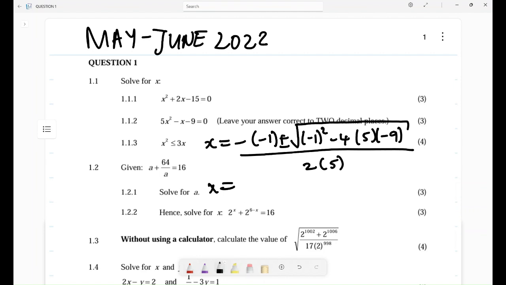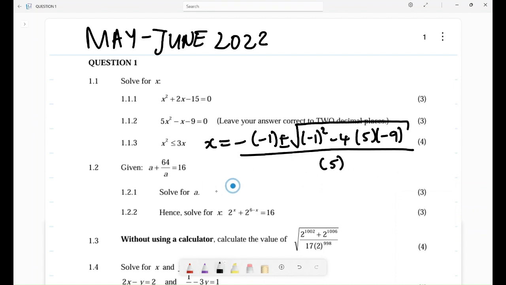I think I had the answers. Nope. Let's see. Negative b plus or minus the square root of b squared minus 4ac, divided by 2a. So the first answer that we get is 1,45, and remember, 2 decimals. With 1 decimal you get penalized. x is equal to negative 1,24, 1,25 rather. So this is your answer.